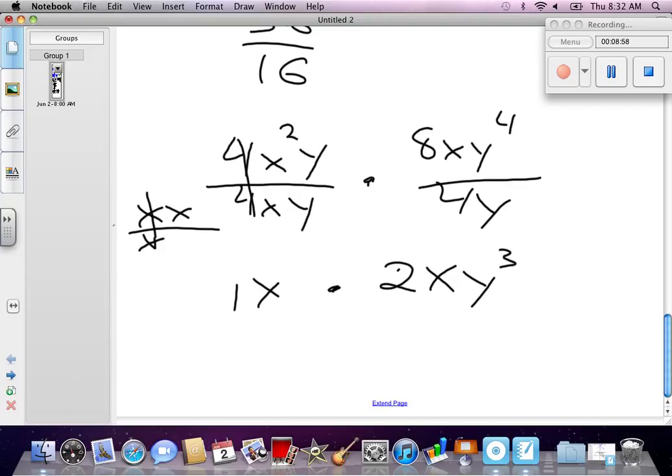Okay, now I've got to times it. X times 2xy to the 3rd. So this is 1 and this is 1. And remember, when we multiply, we add the exponents. So we get 2x squared y to the 3rd. So that would be C. Oh, I'm sorry. A. 2x squared y to the 3rd.